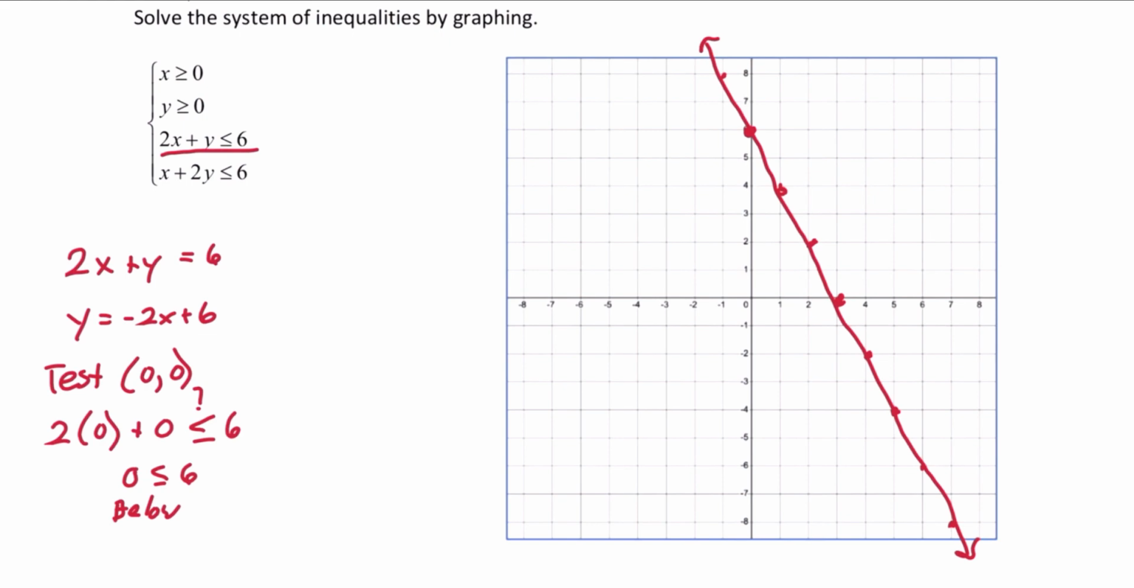And then for the next one, again, we'll change it to an equation and isolate the y. This will help us graph. Divide by 2. We get y equals negative 1/2 x plus 3. So our y-intercept is 3, and our slope is negative 1/2.